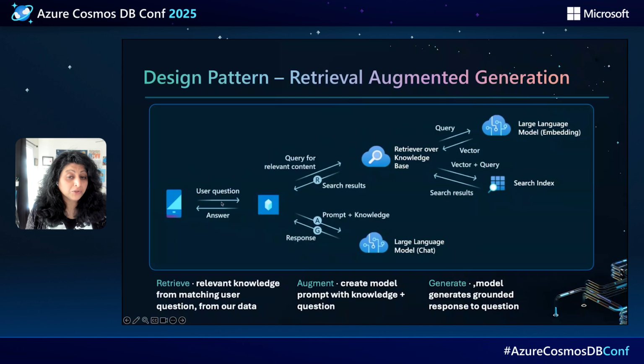So typically, when a user goes to a model, a large language hosted model, and asks a question, if it goes directly to the model, they're getting back answers that are based on publicly available information.